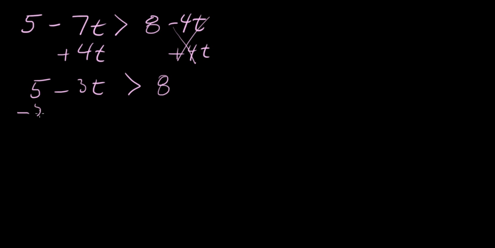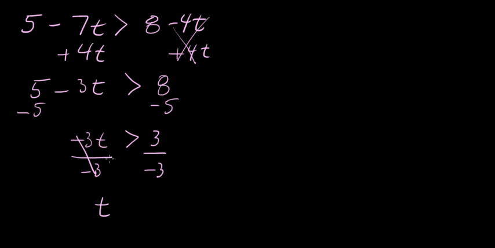Now I'm going to subtract 5 from both sides. Okay, negative 3t is greater than 3. And now once again I have the negative rule, so I'm going to divide both sides by a negative number. I have t all by itself, because those two cancel, is less than, I had to turn the sign around. 3 over negative 3 is negative 1.